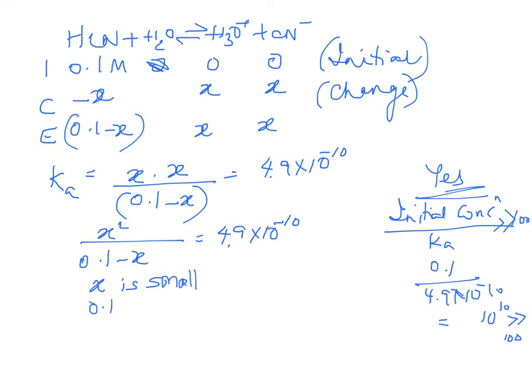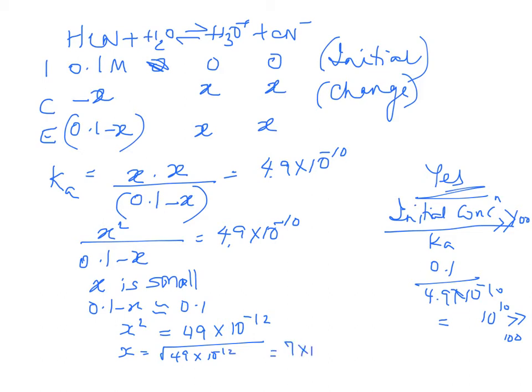That means 0.1 minus x is approximately equal to 0.1, or one can say that x squared is equal to 49 times 10 to the power of minus 12, or x is equal to the square root of 49 times 10 to the power of minus 12, which is equal to 7.0 times 10 to the power of minus 6 molar.